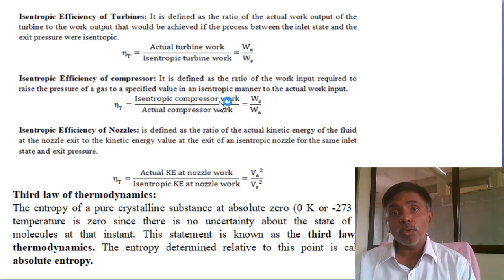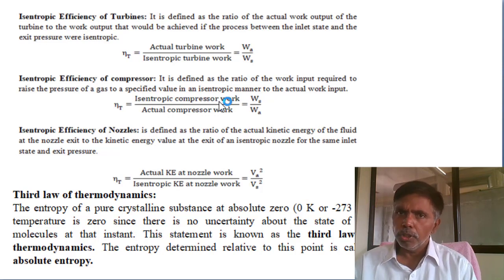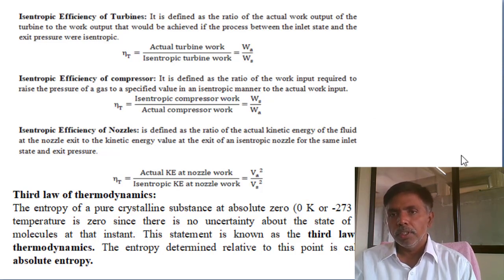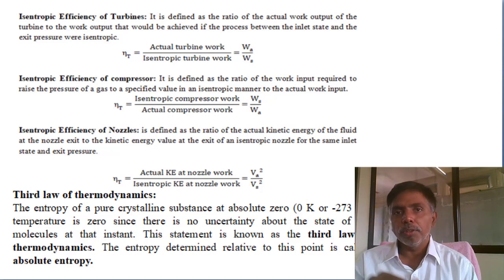At that temperature, whatever entropy we measure is called absolute entropy. The temperature is absolute zero. At absolute zero temperature, the absolute entropy is zero. There is no molecular disorder. This benchmark is provided by the third law of thermodynamics. The change in entropy is zero, meaning at 0 Kelvin all molecules are in ordered position.